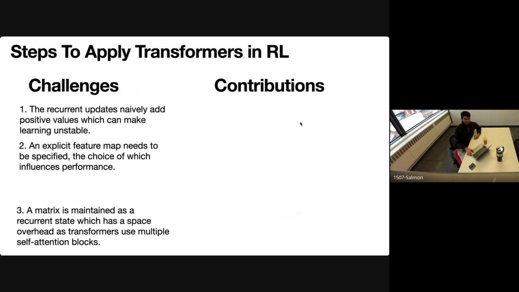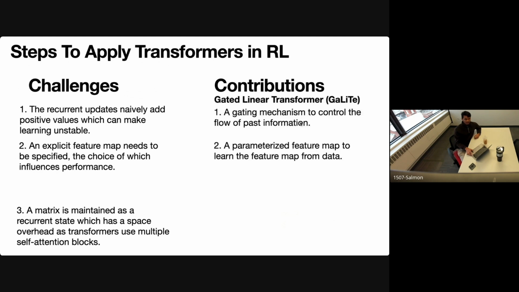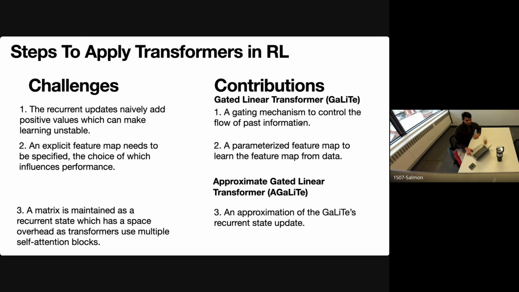So we propose 3 modifications which try to solve each of these challenges. The first 2 modifications we collectively refer to as the gated linear transformer. In this, to address the first challenge, we propose a gating mechanism that controls the flow of past information. To address the second challenge, we propose a parameterized feature map that attempts to directly learn the feature map from data. And to solve the third challenge, we propose an approximation to the AGaLiTe's recurrent state update, which does not require storing a matrix.